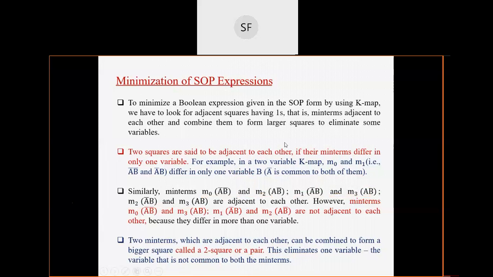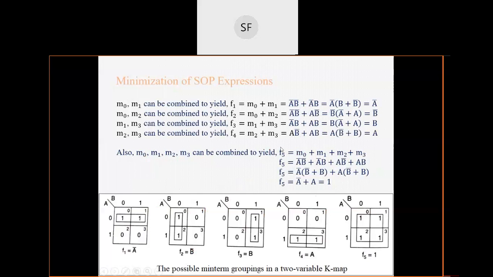Okay, so now it will be clear to you. This slide is very important. Again, these 5 K-maps are there. Total 5 K-maps are shown here, and these are the possible minterm groupings in a two variable K-map. Okay, so grouping can be done only of the adjacent cells, the cells which are adjacent to each other. What do you mean by adjacent?